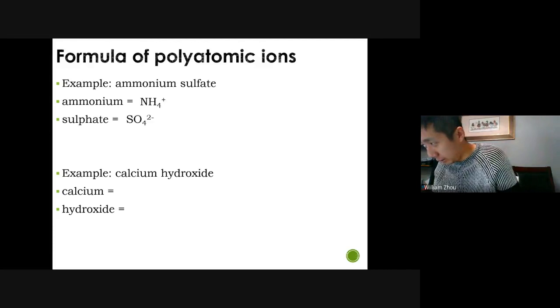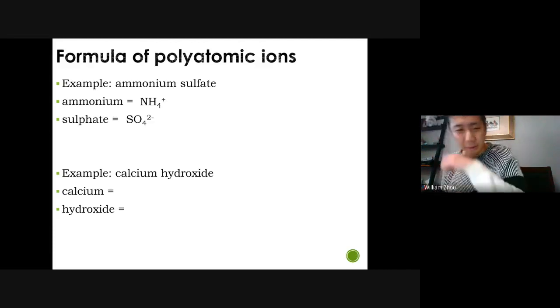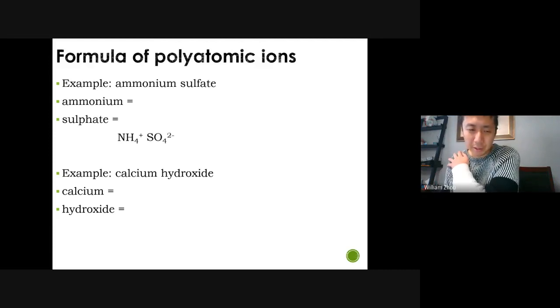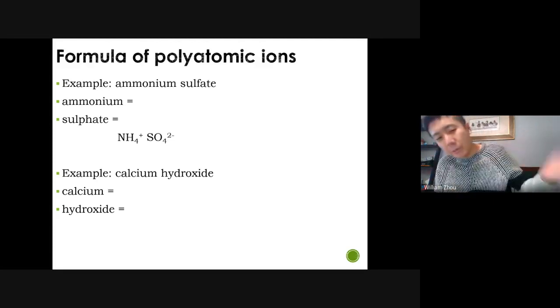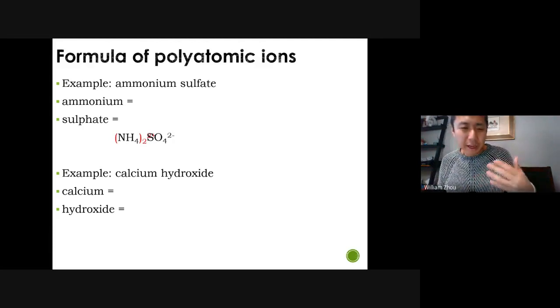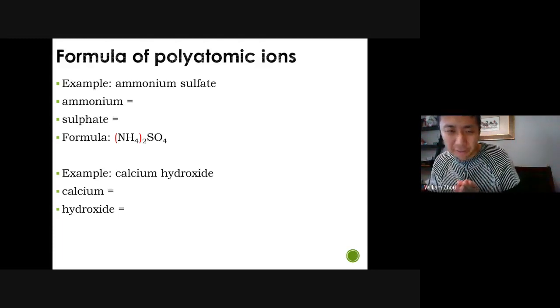Yeah, I have another answer here. No, you did the next one. Let's finish this one first. Ammonium combined with sulfate. Sulfate is 2-, ammonium is 1+. So you would just put them together. You need to balance this because ammonium is 1 plus, sulfate is 2 minus. You got to put a 2. If you put a 2, then you double the positive, and now it's 2 plus, 2 minus, and you're done.